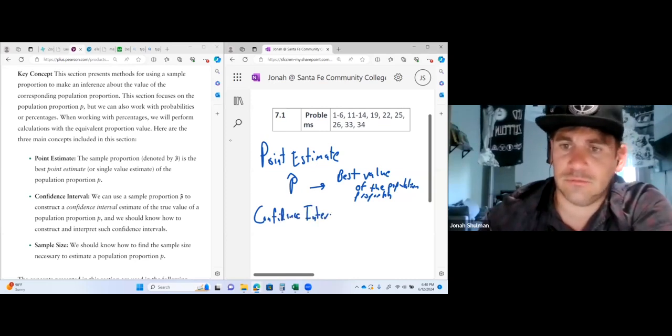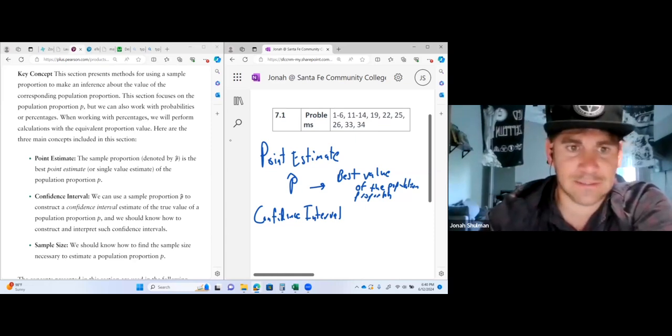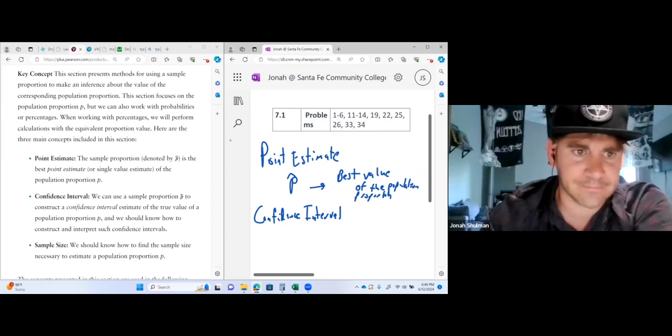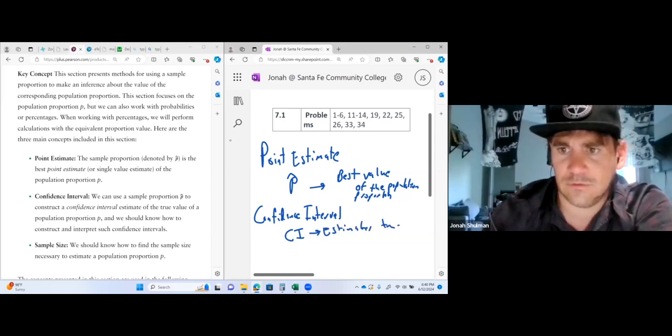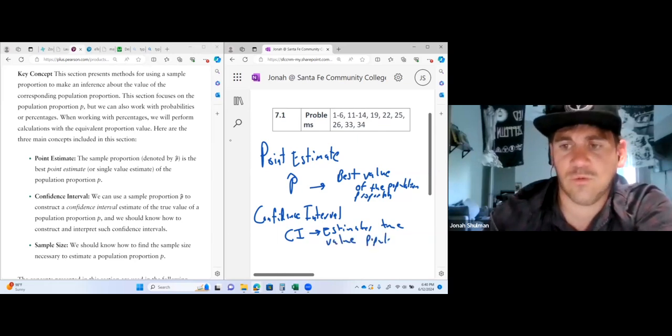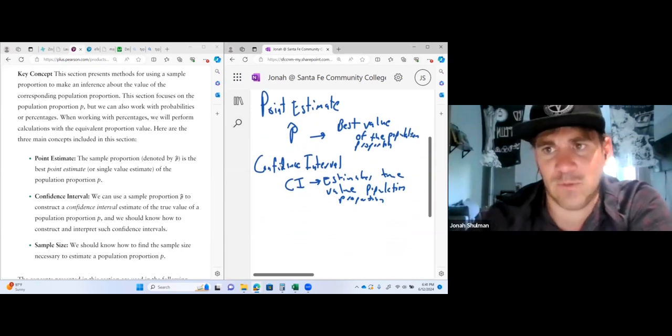This thing is going to come up for the rest of the course, okay? Like when I say we have to be 95% confident, that's the confidence interval. So what does this mean? We should estimate the true value. This estimates the true value of the population proportion. So we'll talk a lot about this. Okay, this one's going to come up a bunch. And finally, our sample size. Well, that's just our n. That's just like how many people we got.